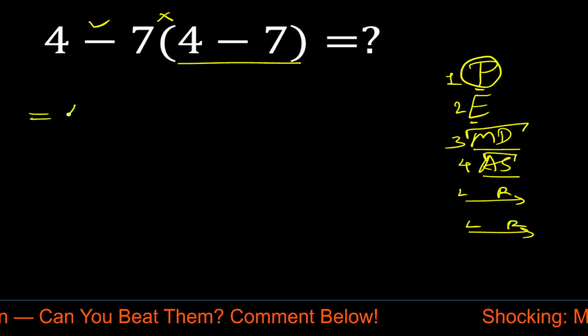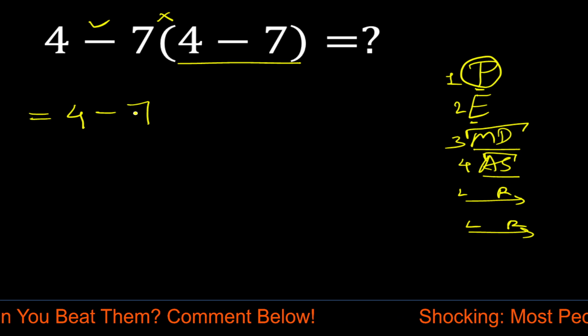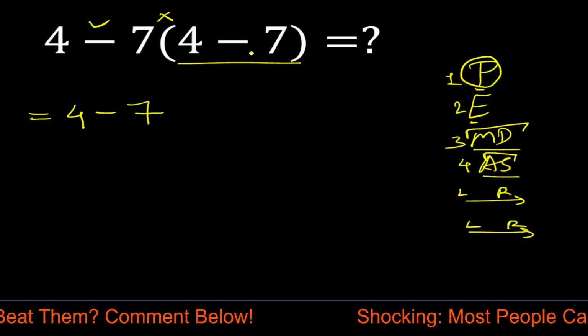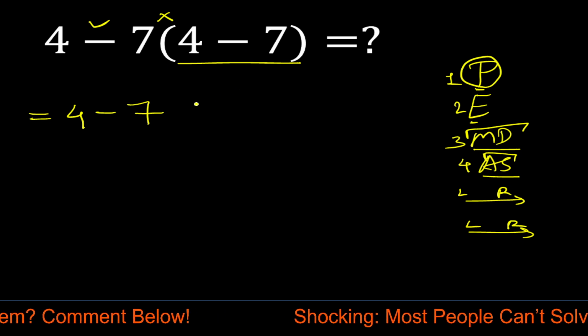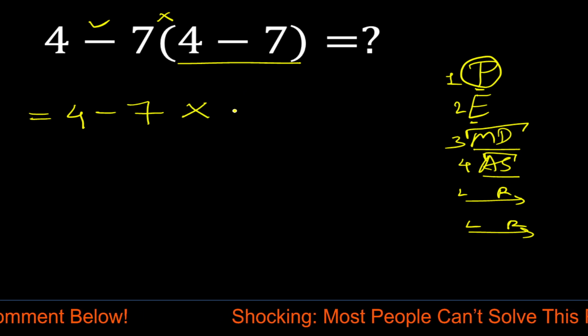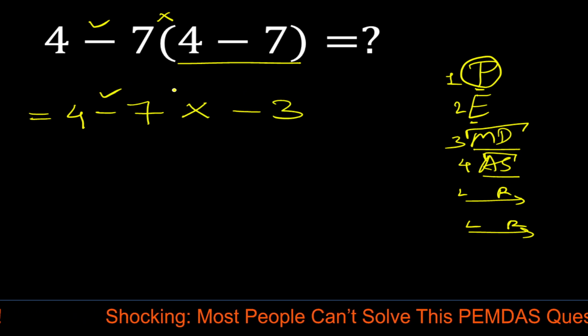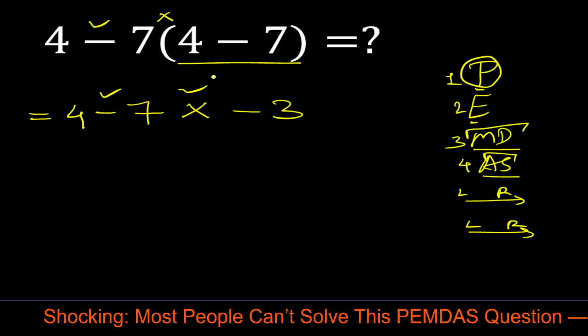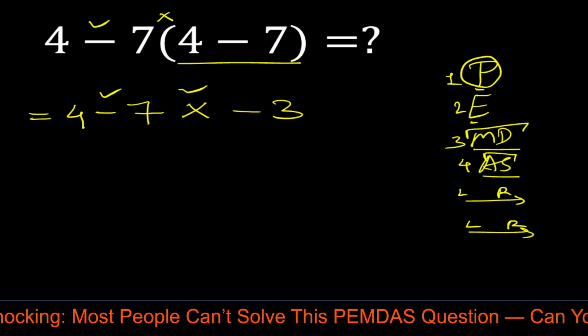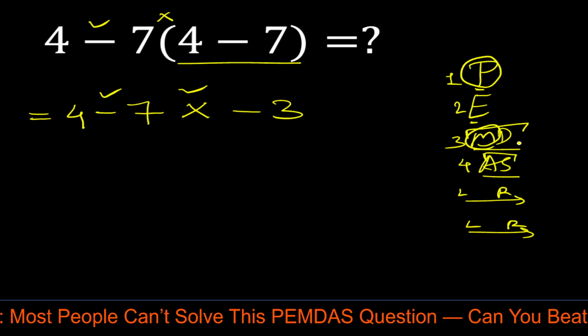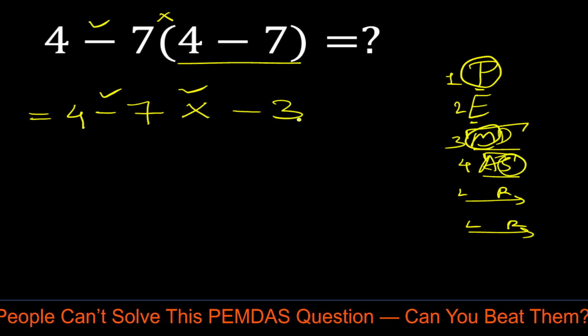So now 4 minus 7, now solve this parenthesis. 4 minus 7 is equal to minus 3. So times minus 3, right? Now here we have subtraction and here multiplication. So according to the PEMDAS rule, first we have to solve multiplication. Then we have to solve subtraction, right?